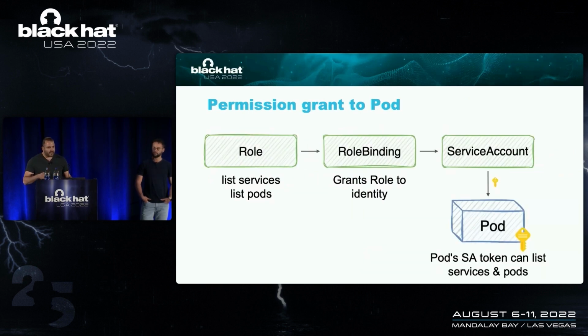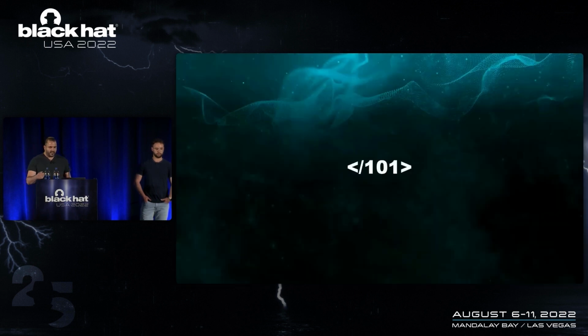And if that was a little bit complicated, let's do a quick example. Here we have our role, which can list services and list pods. We want to grant this permission to our identity, our pod. So we will bind this role to the service account. And when the pod is running, it will use this token. In our case, we can list services and list pods. So that's enough for the Kubernetes 101.